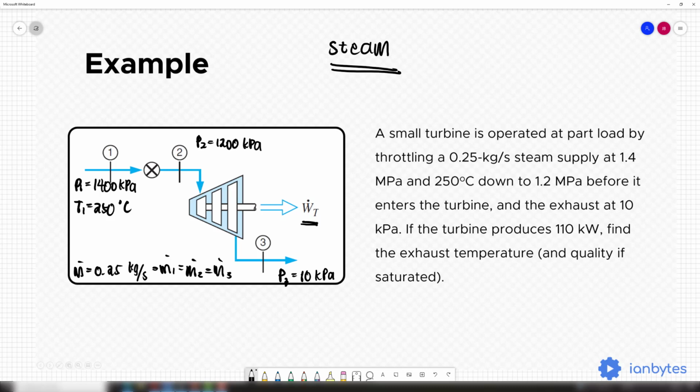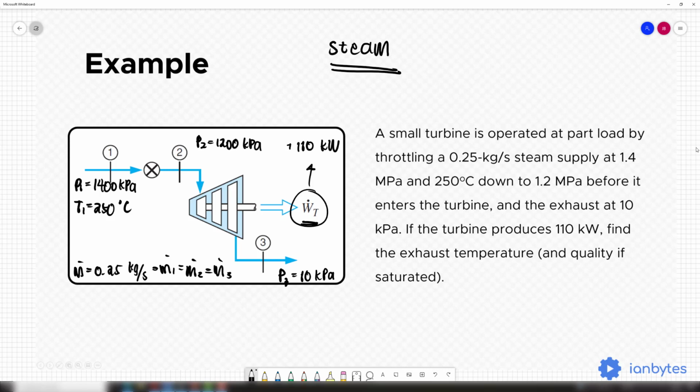Also, the work output W dot T, or more accurately speaking, the power output in our turbine is equal to positive 110 kilowatts. So take note, it's positive because it is done by the system. It is going out of our control volume.